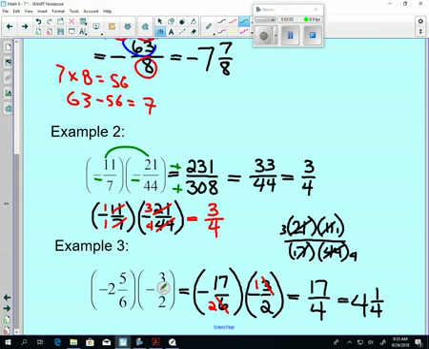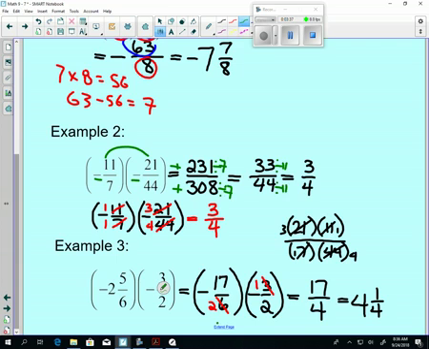And then we can reduce that. If we divide both by 7, we'll get 33 over 44. And then we can divide each of those again by 11. And we reduce it to 3 over 4.